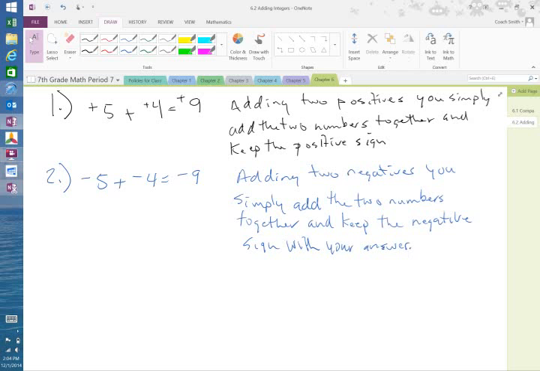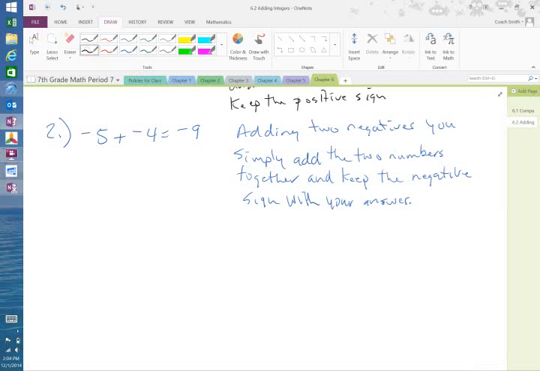Rule number 3 is the hardest of the 3 rules. There's only 3 of them, but it is the hardest one. Rule number 3: I have negative 5 plus a positive 4, and that equals a negative 1.